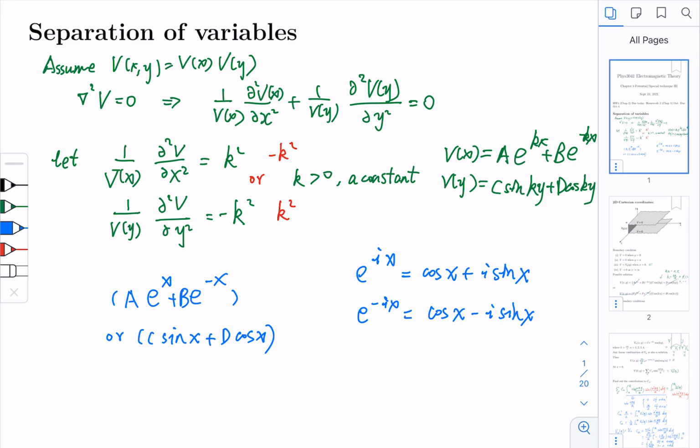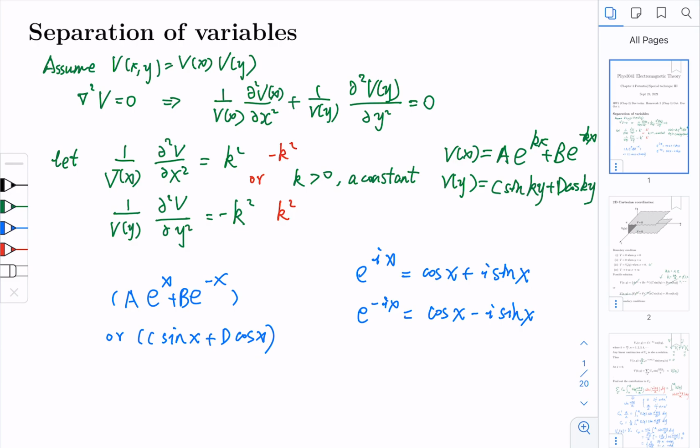So if you really look at the ODE here along the x direction and the y direction, the only difference between the two expressions is that one has a positive constant and the other a negative constant, and that will result in one set of solutions being exponential functions, and another set being sine and cosine.